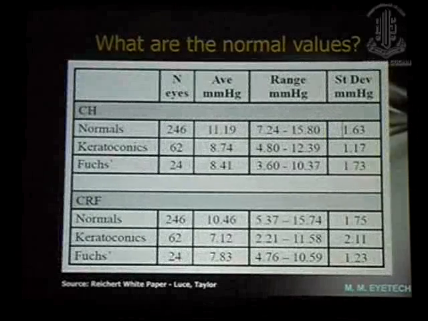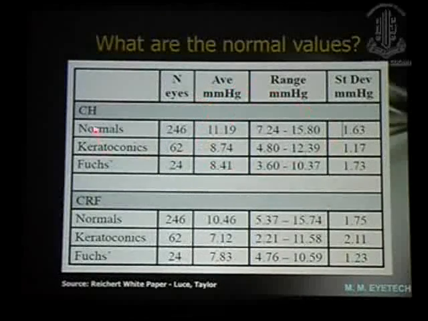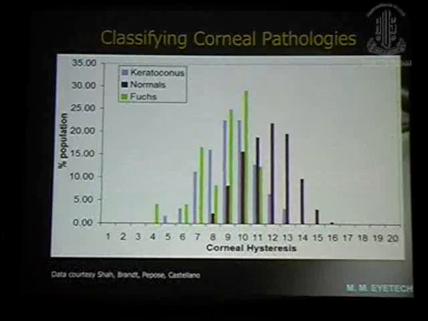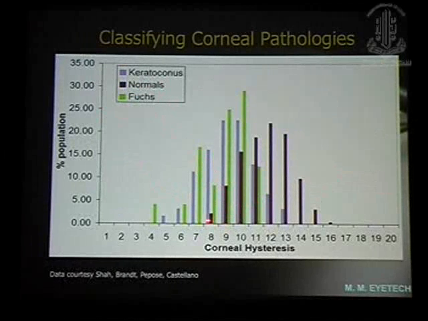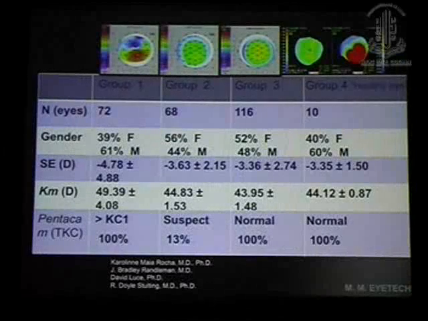What are the normal values? These are some of the normal values of corneal hysteresis and corneal resistance factor. This is a distribution of keratoconus, normals and Fuchs. You can see the normals in the purple, and both the keratoconus population as well as the Fuchs population, one with thin corneas and one with thick corneas, are over to the left side.